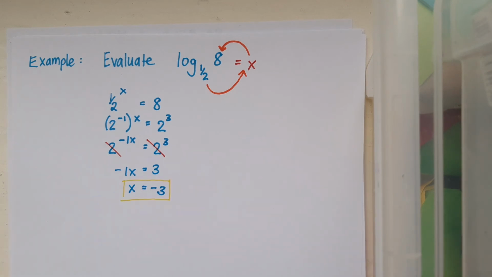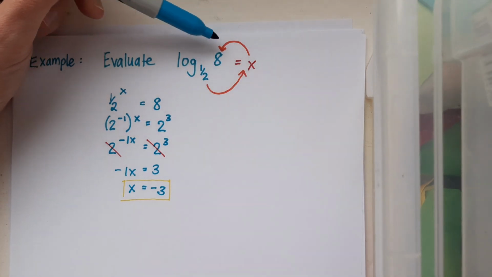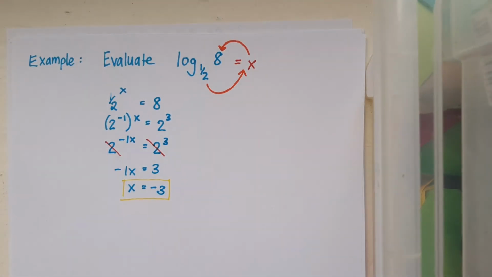Again, just to take a moment to reflect on what this actually means, it means that when I put a half to the power of minus 3, I get 8.